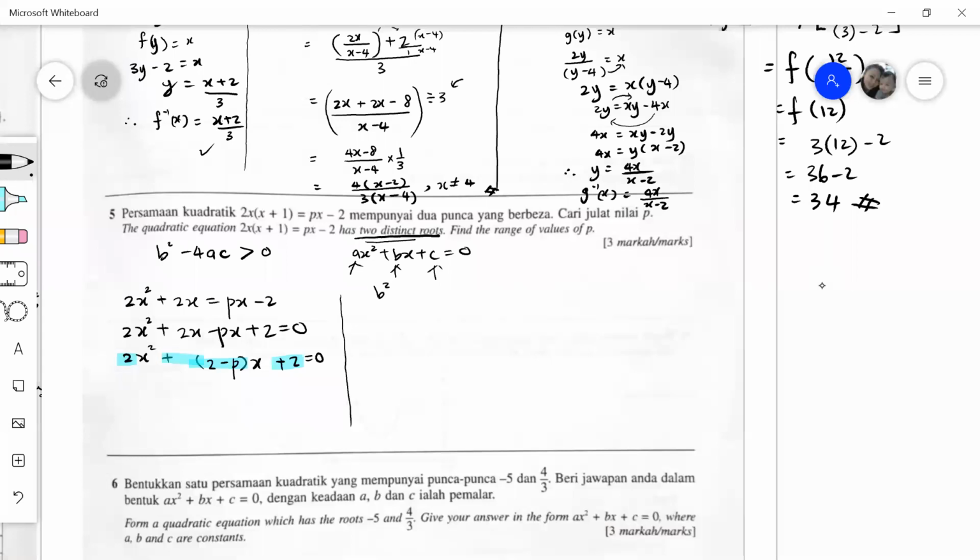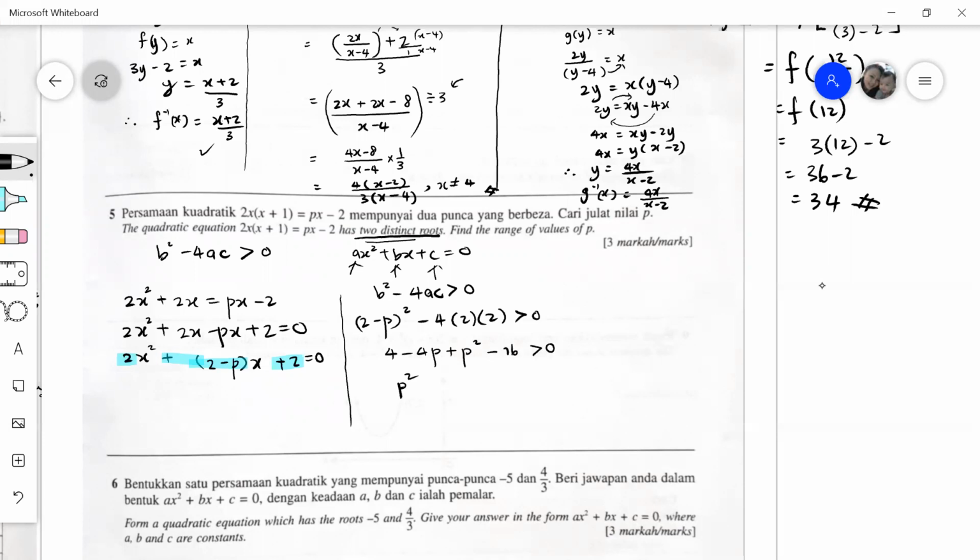b squared minus 4ac greater than 0, whereby the b is 2 minus p squared minus 4ac greater than 0. For this one, let me see which one I prefer. Okay, I prefer to do this. I think I expand. So 4 minus 4p plus p squared, and then minus 16 greater than 0. And then p squared. It's another quadratic equation.